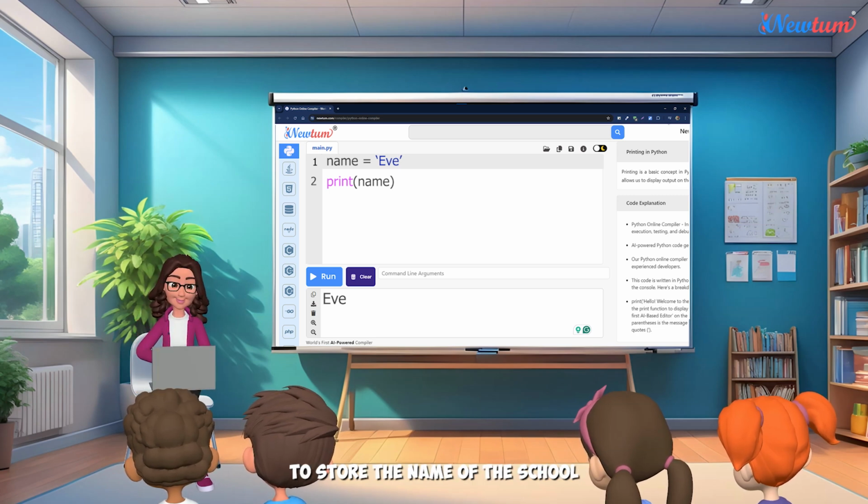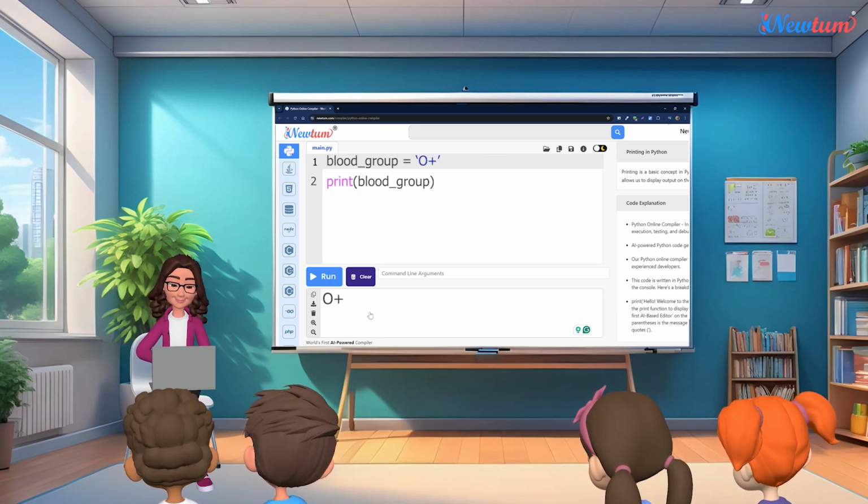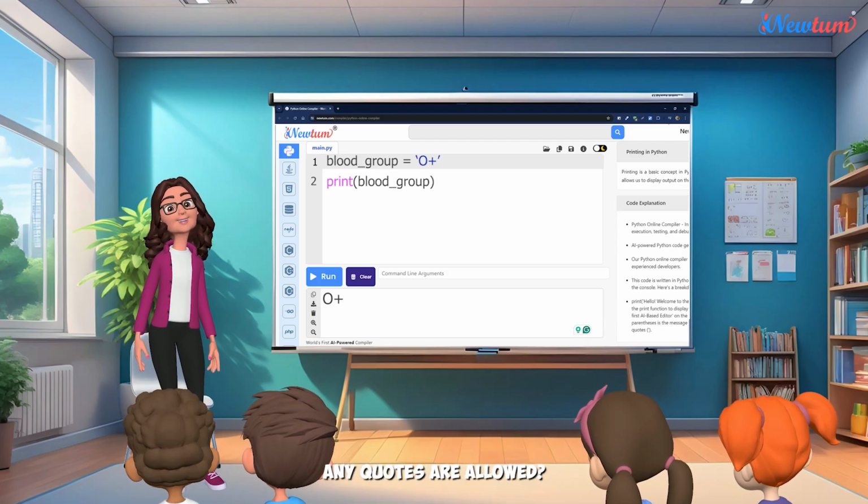Let's try storing some more information. To store the name of the school. And to store your blood group. Do any single or double quotes work? Yes, any quotes are allowed.